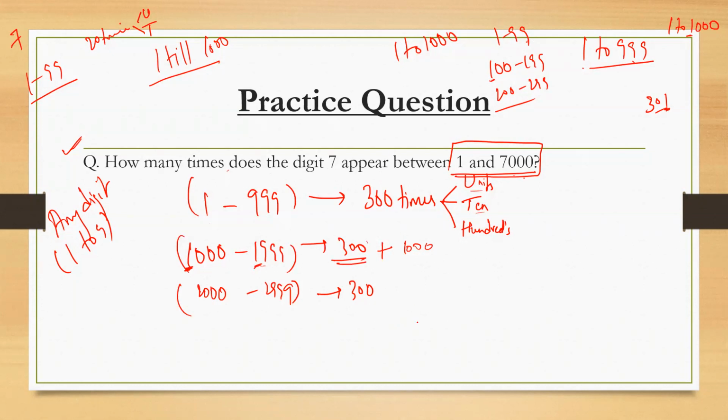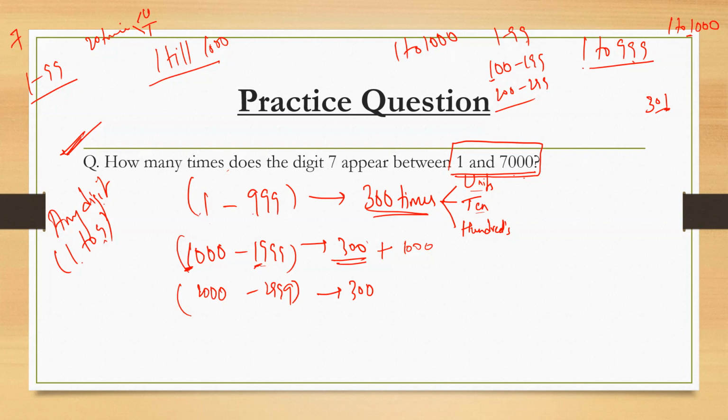I hope this is clear. Okay. Chalo, so try to do the same exercise. This one I'm giving to you as homework. Okay. Just remember the formula. Any digit from 1 to 9 appears 300 times when we go from 1 to 999. And the same pattern repeats.